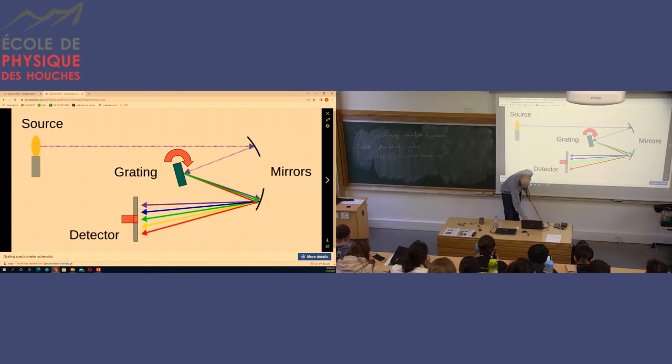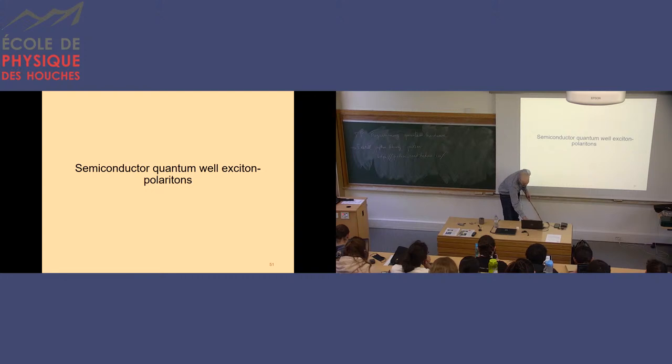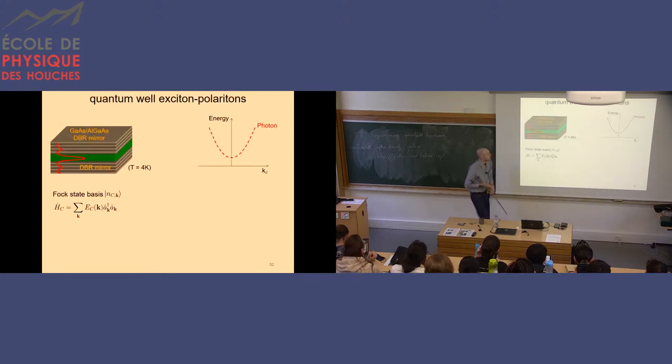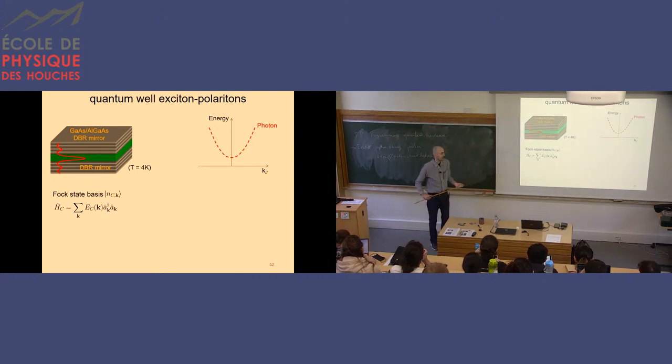So now I will go back to the slides. Okay. We have seen before the break that we can create a mirror, or even a cavity, by using two DBR mirrors, using the optical properties of different semiconductor materials. And they have a parabolic dispersion, and they are described by this bosonic operator A. Okay, so E_C of k, which is the parabola, A dagger k.